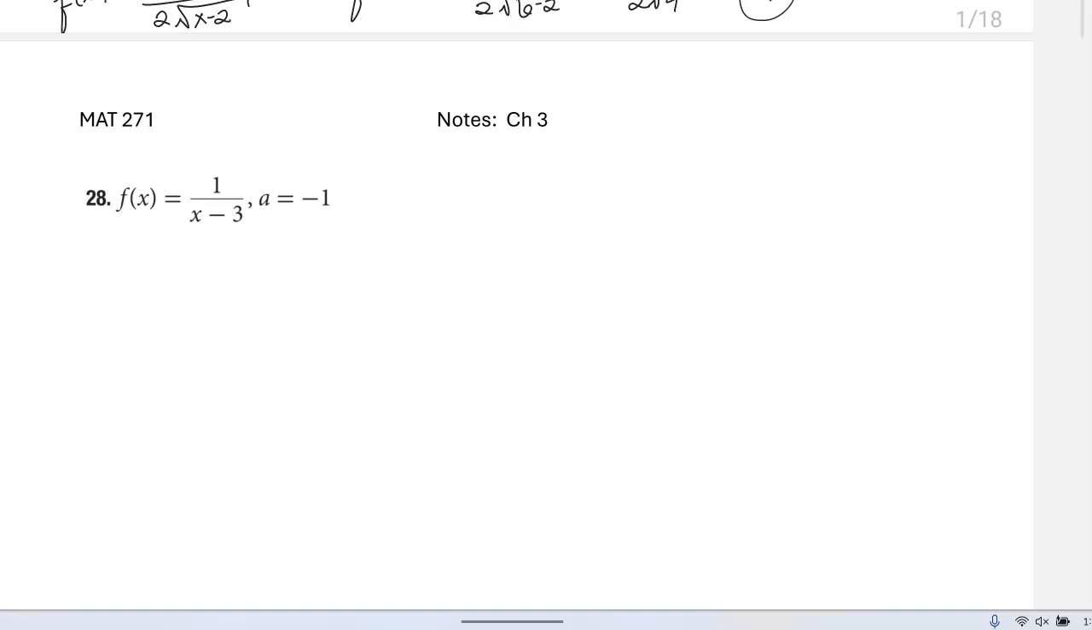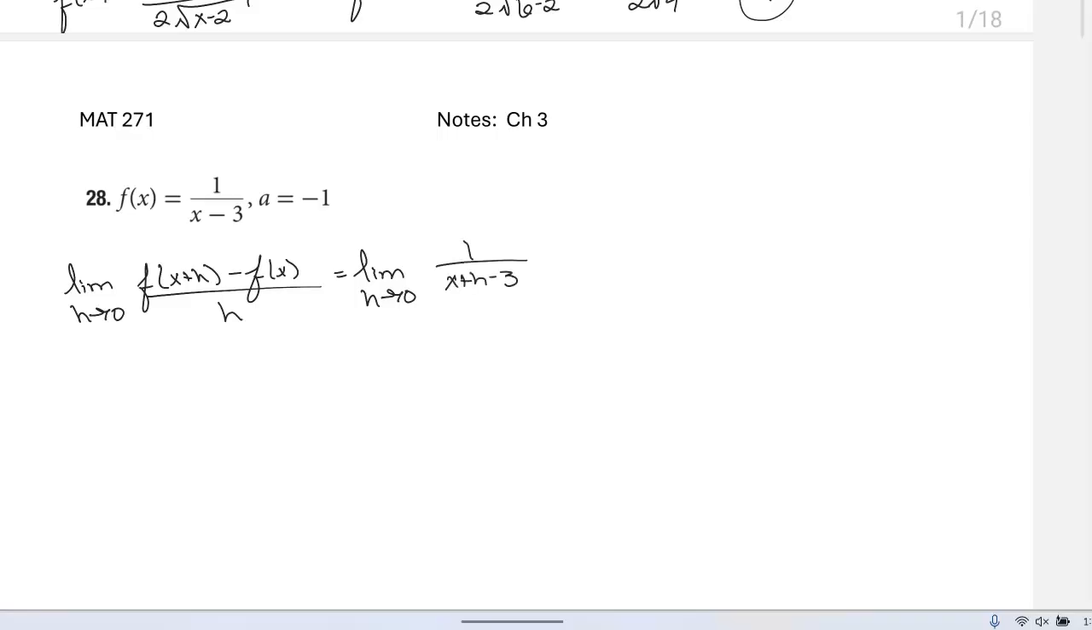Let's do one more. We want to look at 1 over x minus 3. We're going to find that derivative, and then we're going to plug in the negative 1. So we're going to take the limit as h goes to 0. This is f of x plus h minus f of x all over h. So I'm going to plug x plus h in for x. And then now we're going to have to simplify this complex fraction.